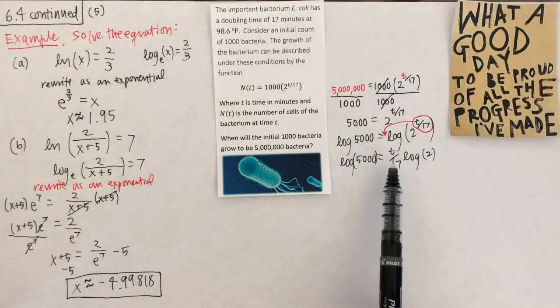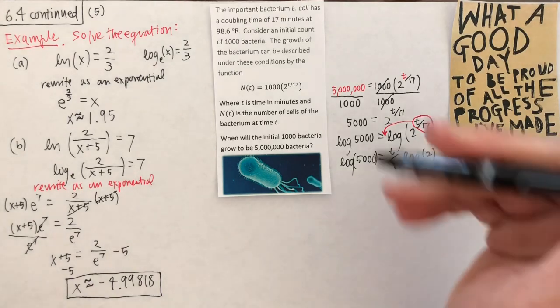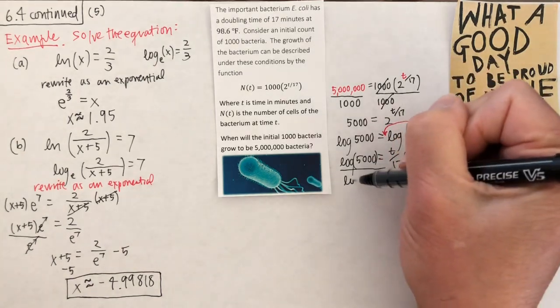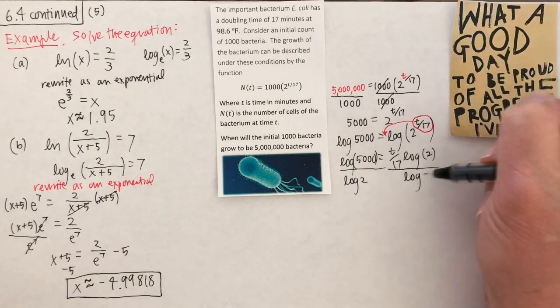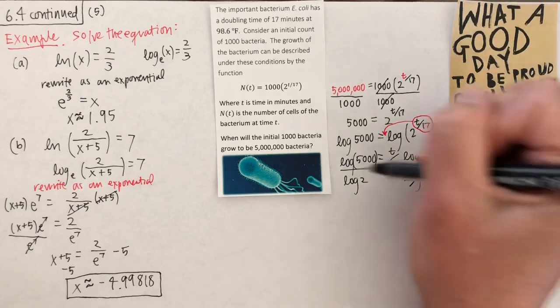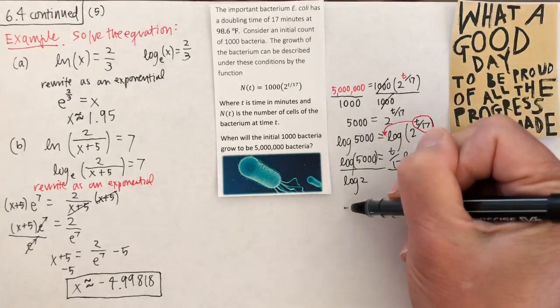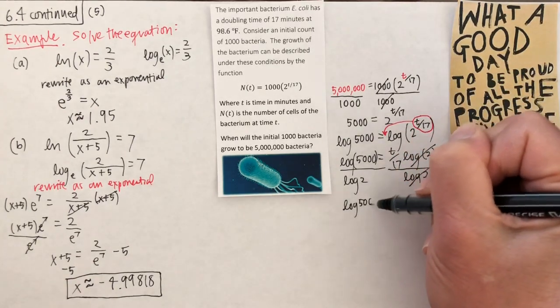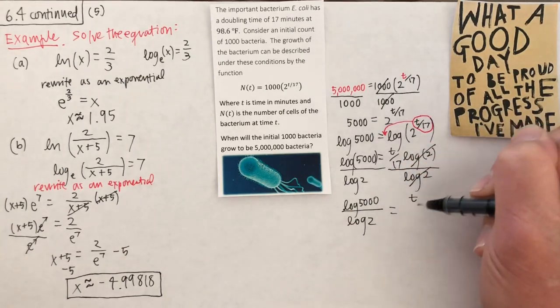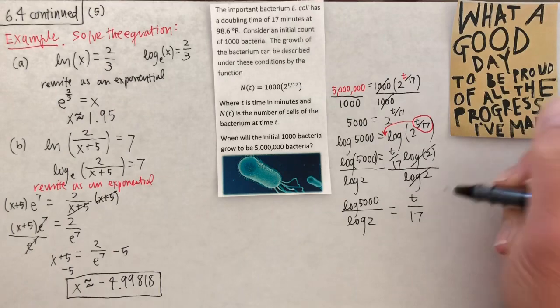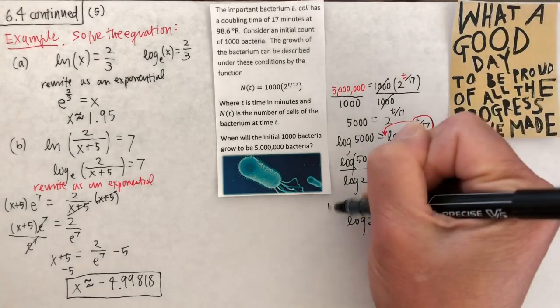And that's great. Now our variable is kind of out of an exponent. We're just going to clean it up. We'll divide both sides by log of 2. And so we have log of 5,000 divided by log of 2 equals t over 17. Multiply both sides by 17.